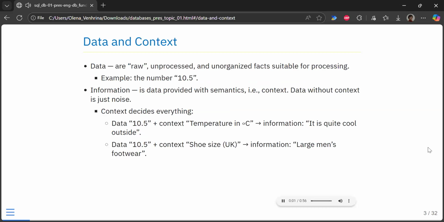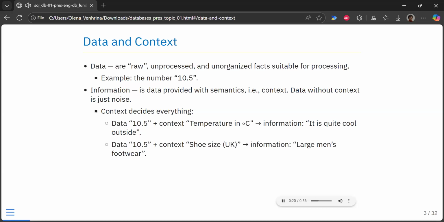So, let's start with the first and most basic concept: data. In its simplest form, these are just raw, unprocessed facts. Imagine the number 10.5 is written on a piece of paper. This is data. What does it mean? Unknown. It has no meaning or use until we provide it with context.